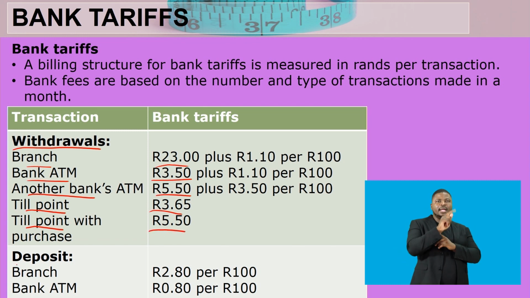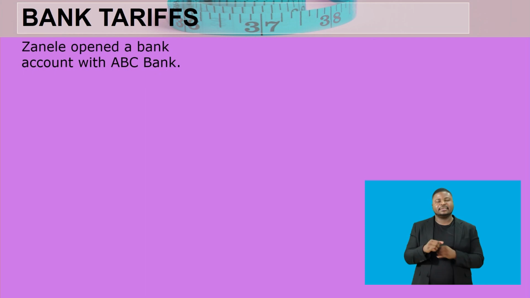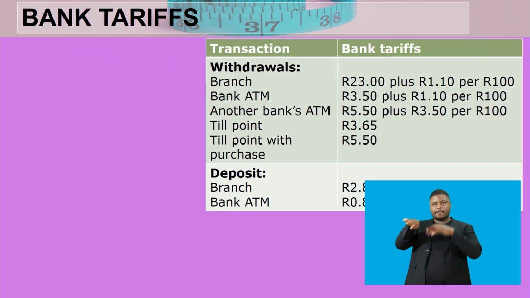Then it also has the fee structure for deposits. When you make a deposit inside the branch, you will pay 2.80 Rand per 100 Rand that you are depositing. You will also pay for depositing at a bank ATM, where it's 80 cents per 100 Rand. Zanele opened a bank account with ABC Bank. This is the fee structure for ABC Bank.